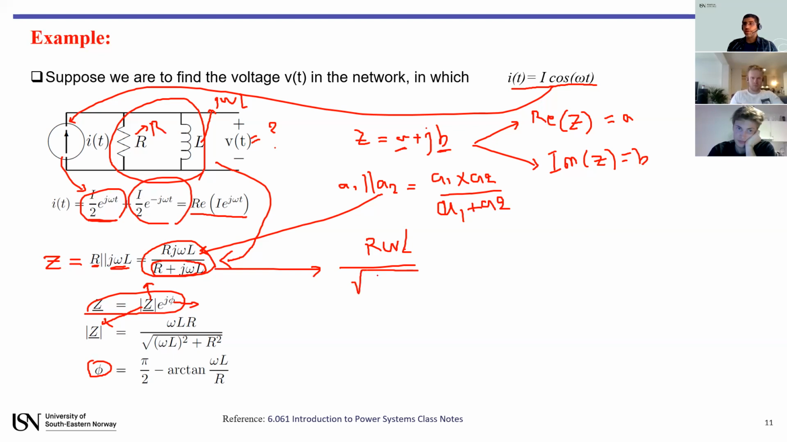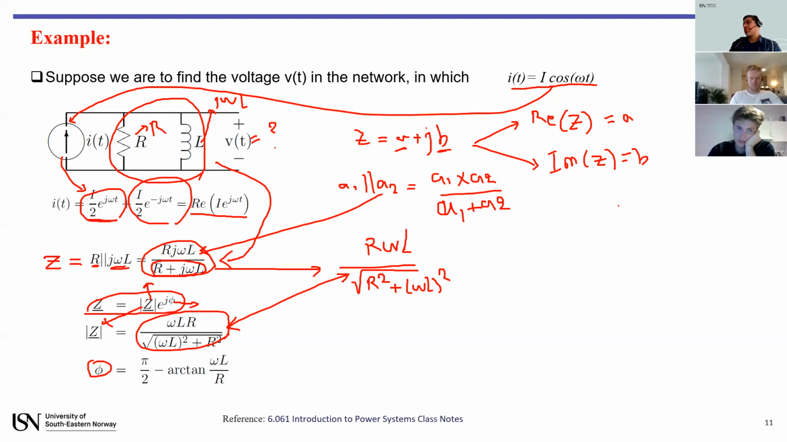The amplitude will be the square root of the real part squared plus the imaginary part squared. That's why it's the amplitude of Z. And how can we calculate the angle of this Z?